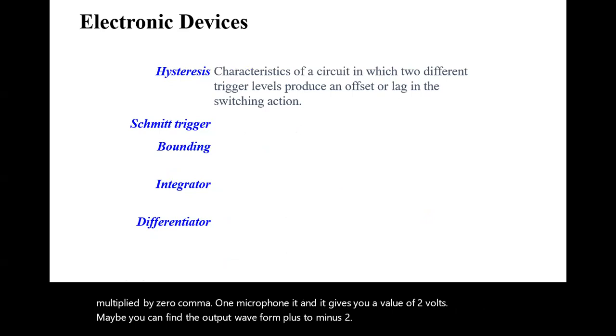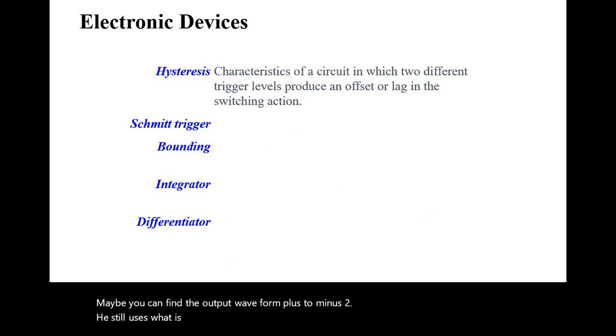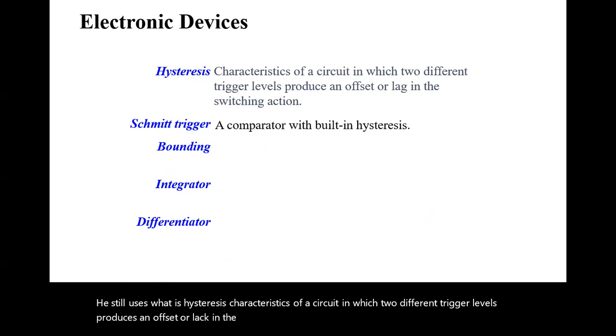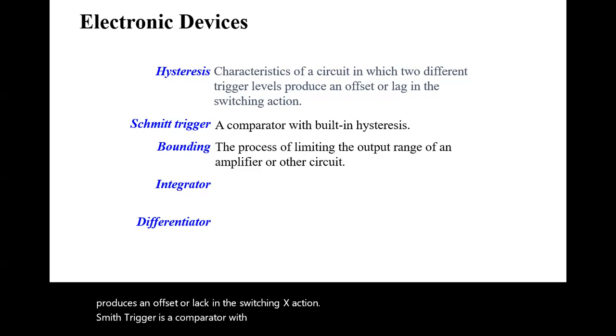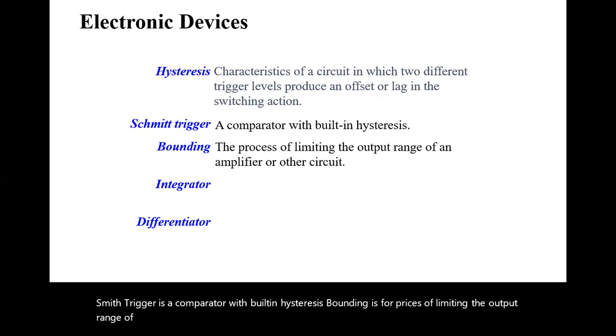Hysteresis. What is hysteresis? Characteristics of a circuit in which two different trigger levels produce an offset or lag in the switching action. A Schmitt trigger is a comparator with built-in hysteresis. Bounding is the process of limiting the output range of an amplifier or other circuits.